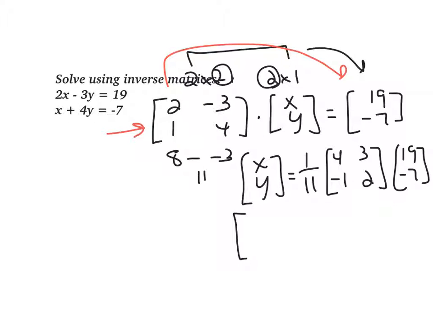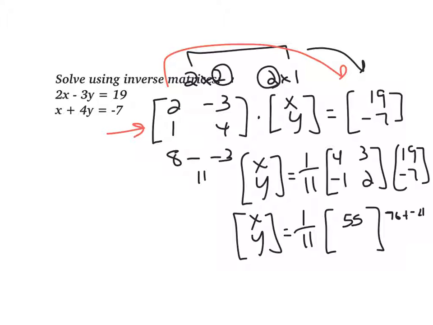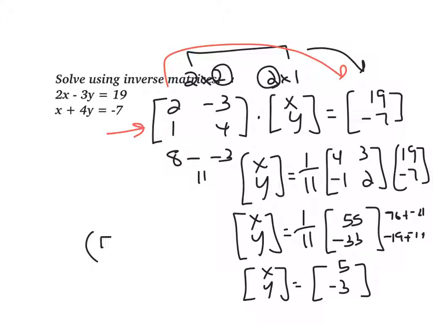All right, now you've got to remember how to multiply matrices. I'm going to leave the 1/11 out here for a minute and just multiply those two matrices. I'm going to cross down. 4 times 19 would be 76, and negative 21, that's going to be 55. And then negative 19 plus negative 14, that's negative 33. And then to finish up, just distribute the 1/11. 1/11 of 55 is 5. 1/11 of negative 33 is negative 3. And there's your solution, 5, negative 3. Solved it using inverses. Let me show you one more like that one.